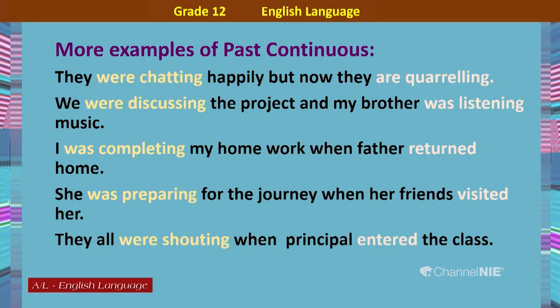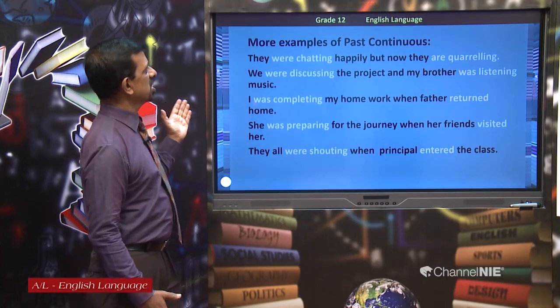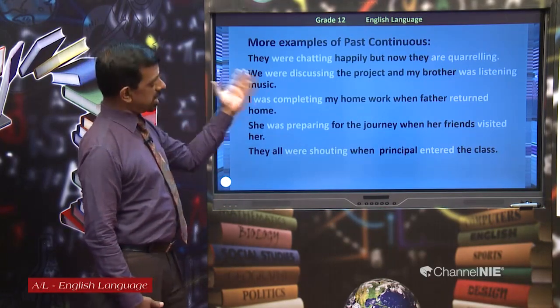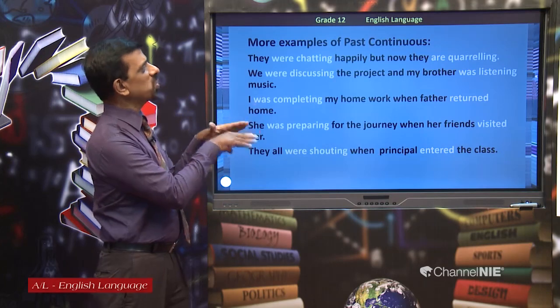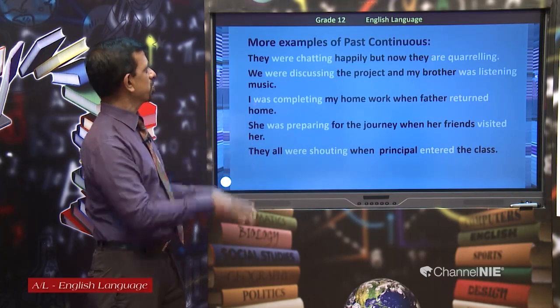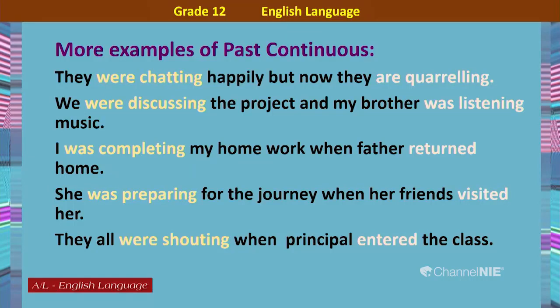Look at the first sentence. They were chatting happily. Few minutes before, maybe half an hour before, maybe an hour before, they were chatting happily, but now they are quarreling. So we have come to the present situation and are telling that now they are quarreling, now they are not doing it properly. We were discussing the project and my brother was listening to music. So we were doing something and brother was doing something. So we have two past continuous actions joined by an and.